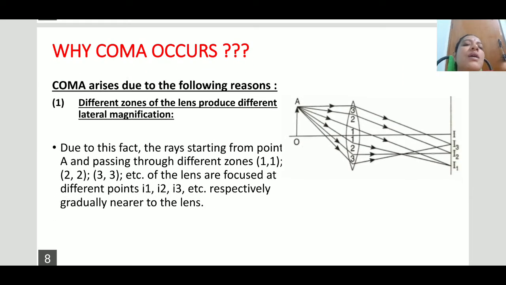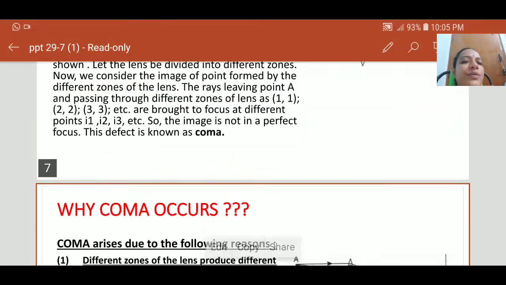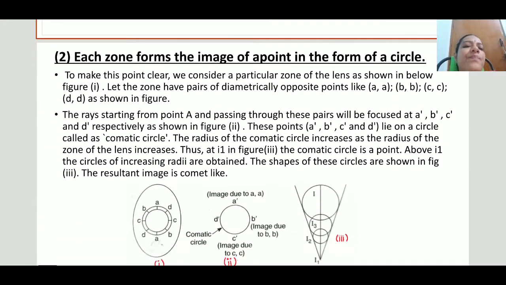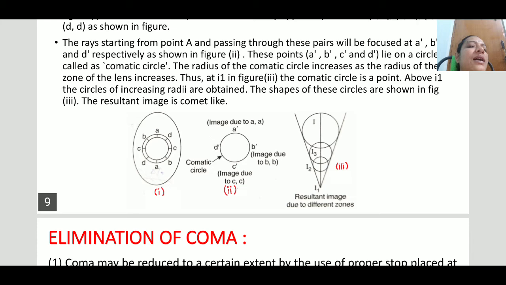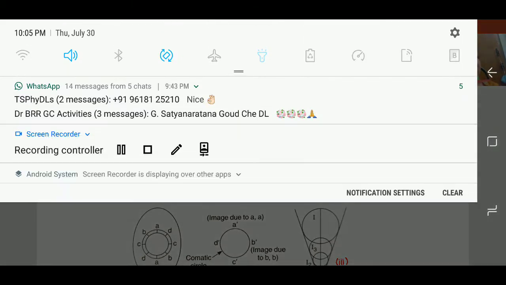What is the reason for the occurrence of this coma? It is due to the different zones. The different images are formed at different points, say I1, I2, I3, I4. So why does the size of the image decrease gradually? See here.